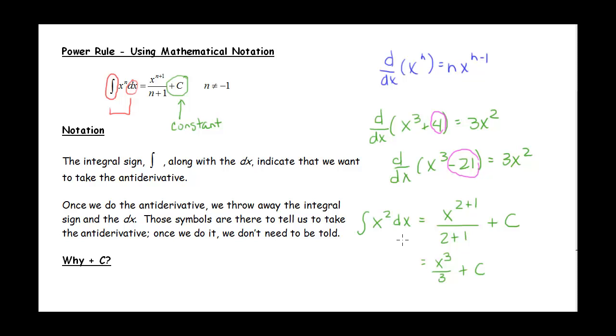Before we move on, notice that once I've used my power rule to do the antiderivative, to find that indefinite integral, or to find the function whose derivative is x squared, the integral sign and this dx go away, because those are the things that tell us to do the antiderivative or do the indefinite integral. So those are now gone, and in place I have that antiderivative. I use the power rule, and I have that plus c.